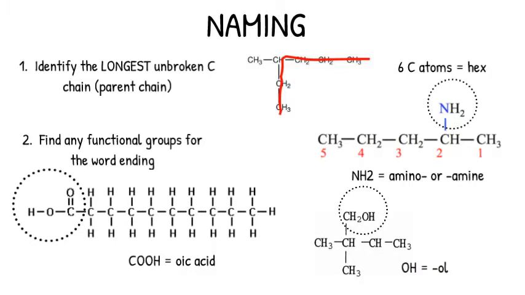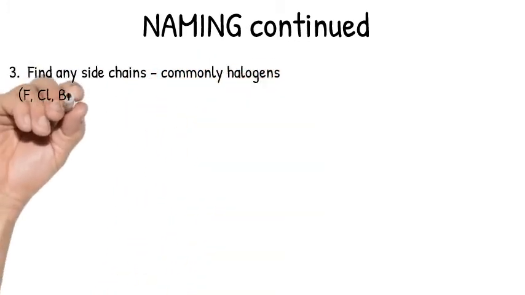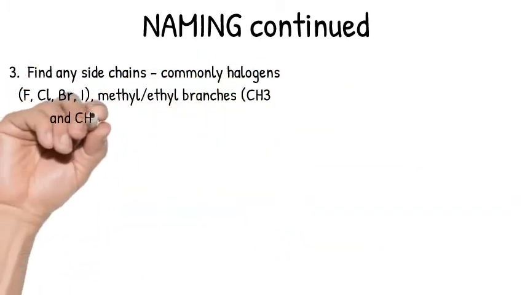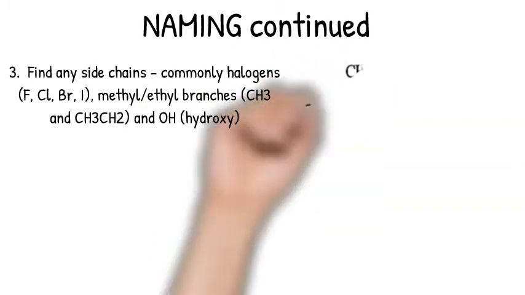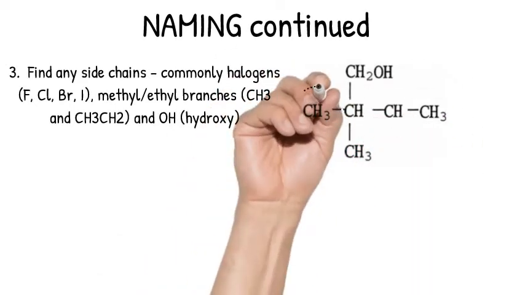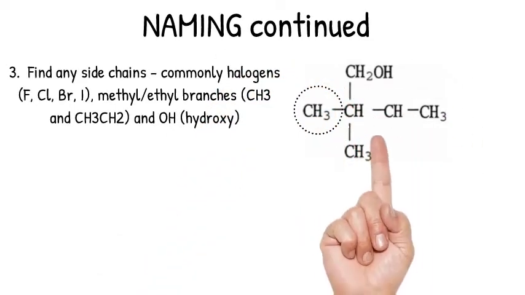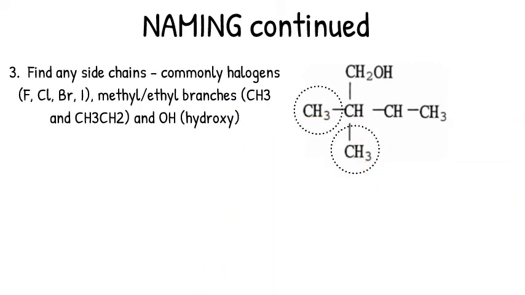The next step in naming is that we have to find any side chains. These will commonly be the halogens, fluorine, chlorine, bromine, and iodine, methyl and ethyl branches, and OHs can be side chains too. Note in this example there are 2 methyl groups. We've chosen the main chain that includes the OH for our main chain.